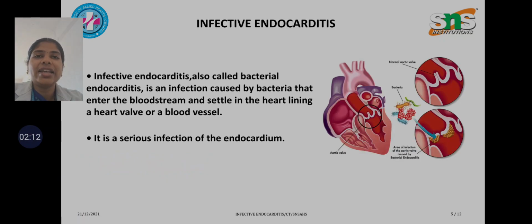Here, infective endocarditis is also called infective bacterial endocarditis. The infection is caused by bacteria that enter the bloodstream and settle in the heart lining, heart valves and blood vessels. It is a very serious infection of the endocardium. See the picture, which summarizes the infection in the aortic valve, and this one is a normal aortic valve.